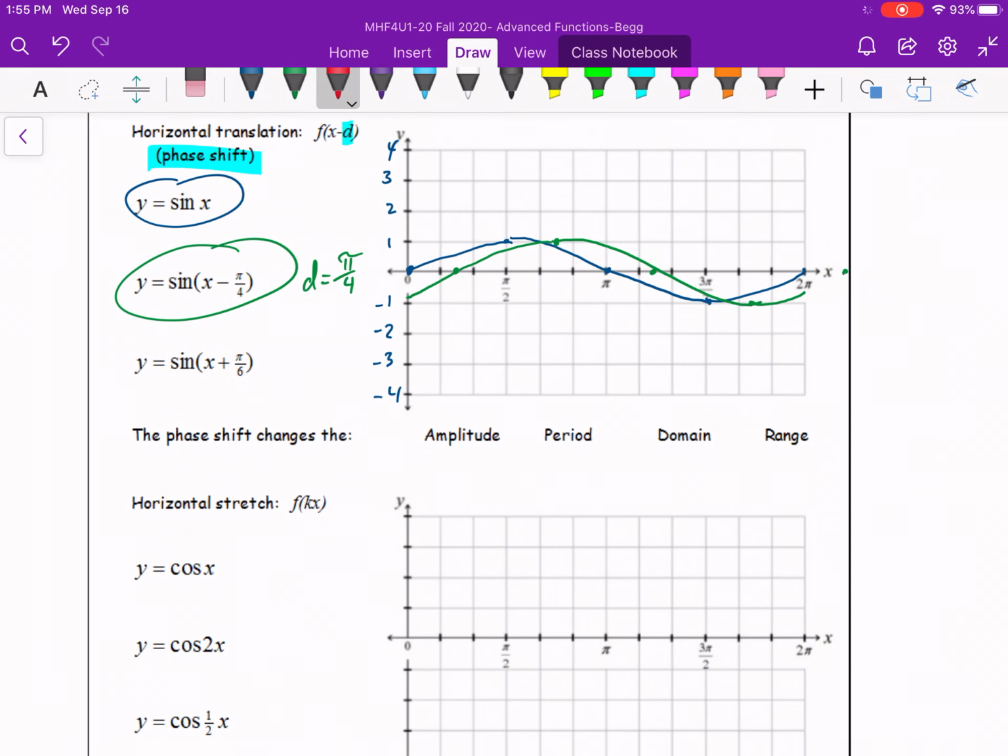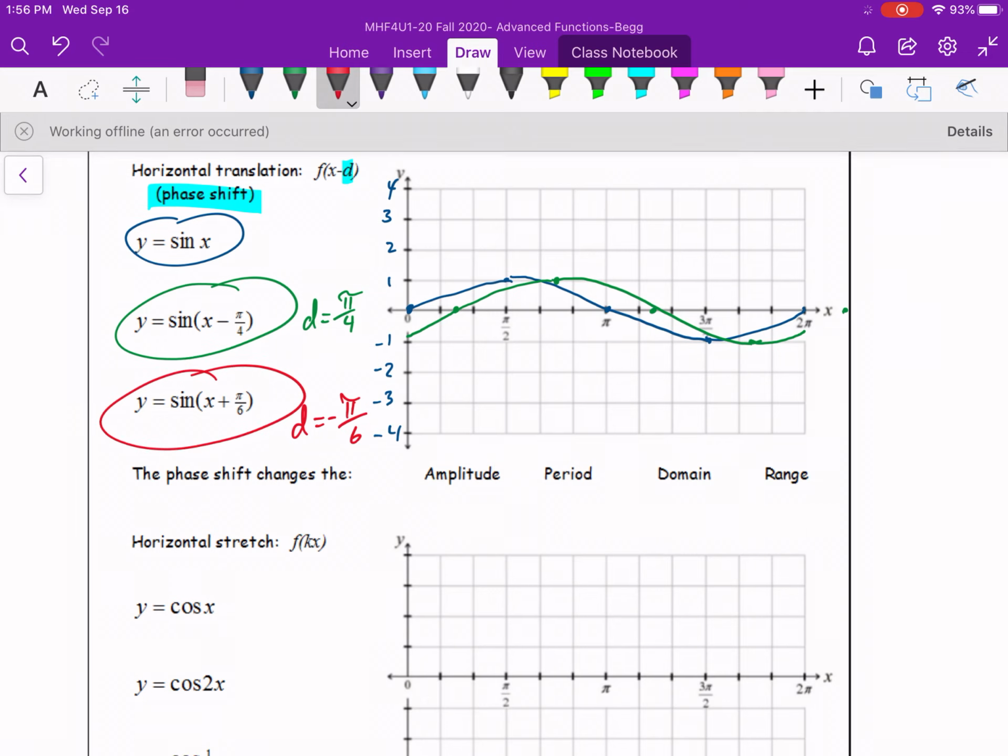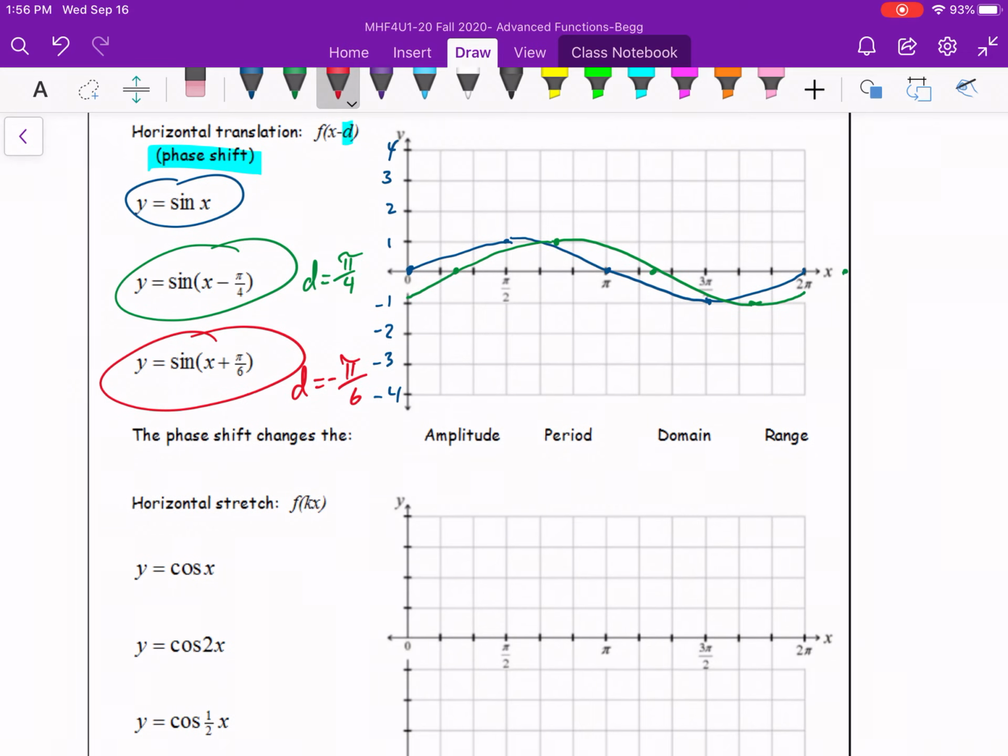And this one has a d value of negative pi over 6. So we saw that 1 block was equal to pi over 6. We're going to move 1 block to the left now. So we'd have one about here. The blue one, the 0, 0 would move back to about here. I'm looking at my parent function, these blue ones. And so this point here would move back 1 block. And this one, and this one, and this one.